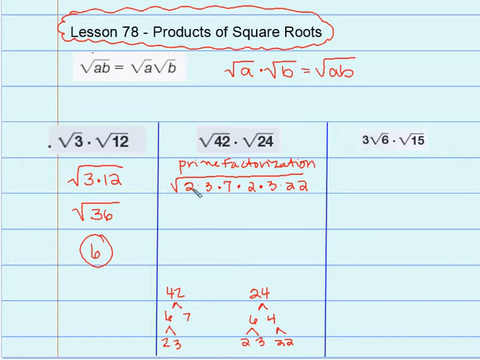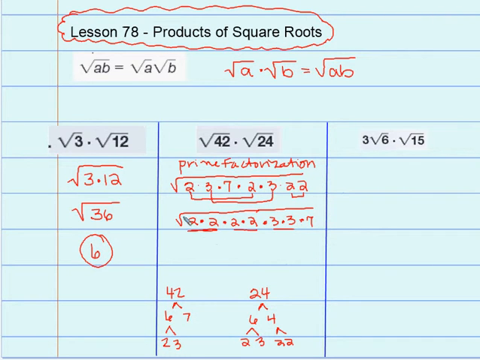Now I can group them together, right? I have two 2's here. So I can write that as the square root of 2 times 2, and that's going to work for me really well. I have another pair here, 2 times 2, and then the 3's are going to pair up, and then I have a 7 left.